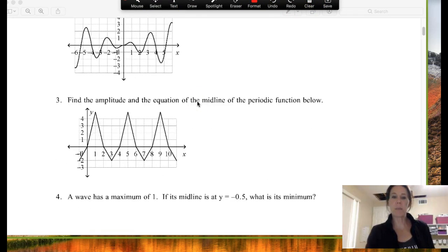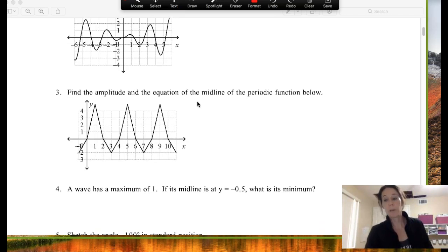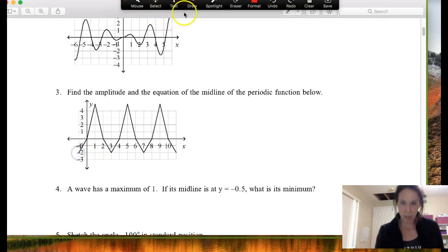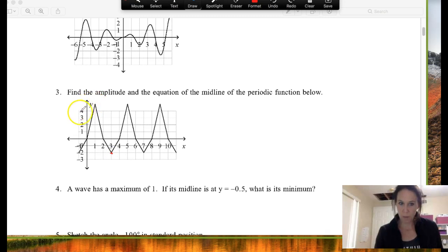Number 3, find the amplitude and the equation of the midline for this periodic function. Okay, the equation of the midline is super important for graphing. The amplitude is how high it goes above and below the midline. So let's look. We're down here at -2, and that looks like the lowest point the graph goes to, -2. And then it goes all the way up here. It looks like 1 above 4, like it goes to 5. So it kind of pops off the graph.